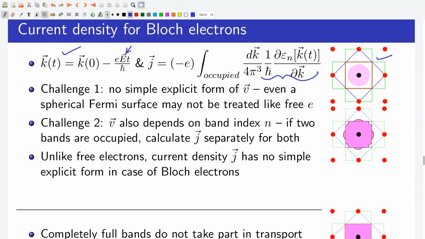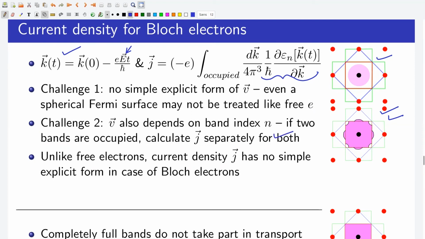In case the Fermi surface extends beyond the first Brillouin zone, it becomes even more difficult. For example, in this case, both the first and second band is partially occupied. Velocity also depends on band index n. As a result, we have to calculate J separately for both the bands.